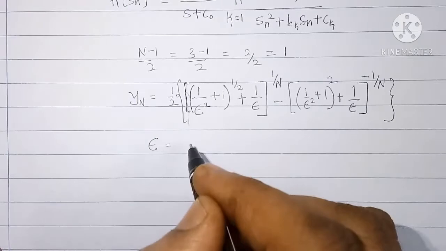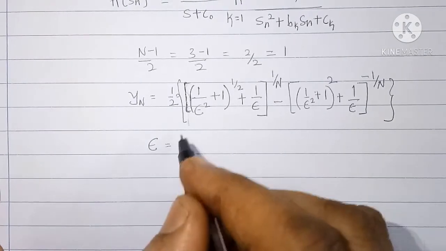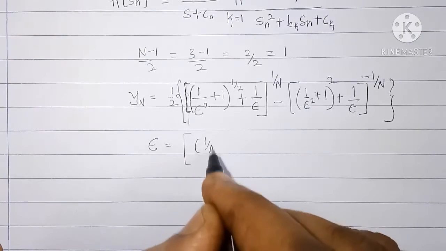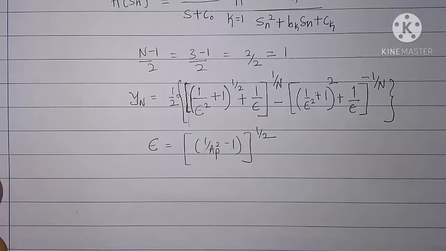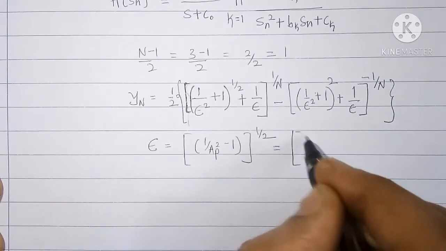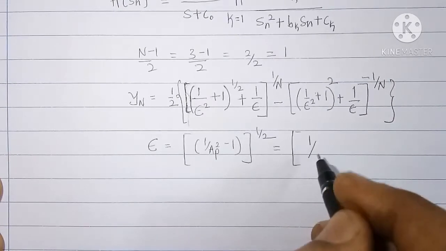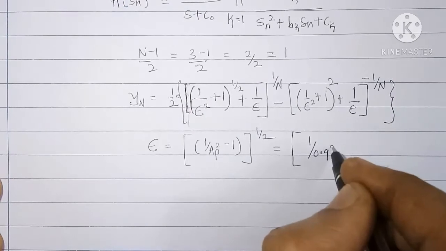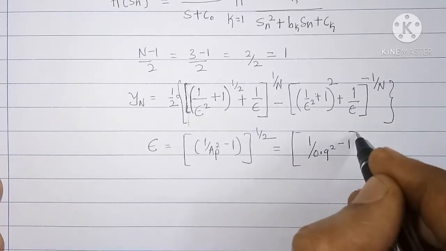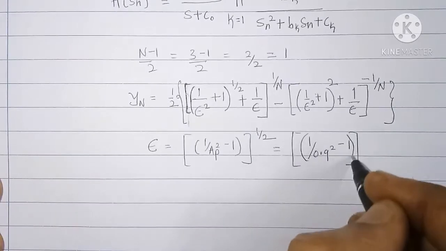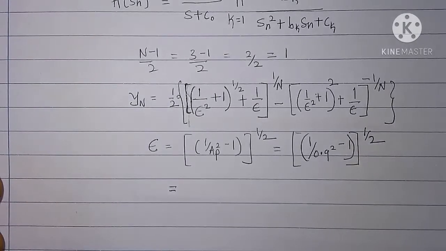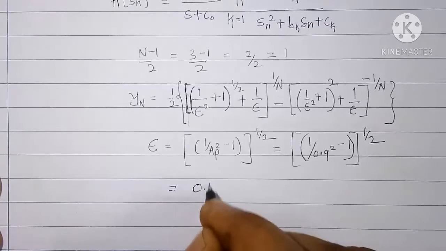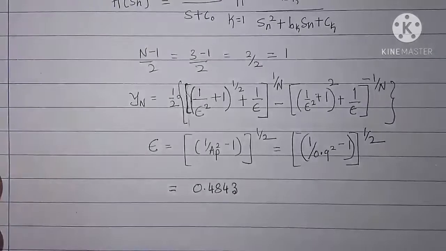And epsilon value is given by (1 by Ap square minus 1) raised to half, that is equal to 1 upon (0.9 square minus 1) raised to half. Simplifying, we get 0.4843.